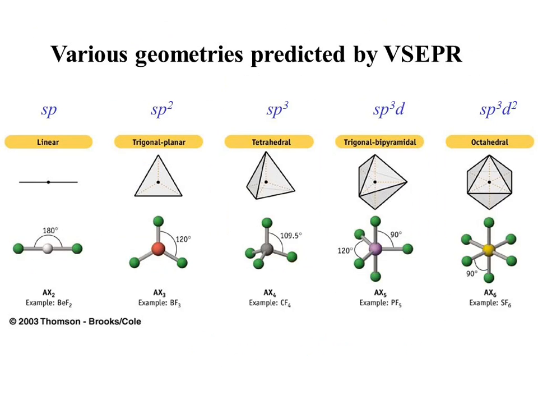Again, with the little figures here, kind of from left to right. The first 3 are what we're going to focus on, and I'll hold you responsible for: sp, sp2, sp3, linear, trigonal planar, and tetrahedral. The others are expanded valences.